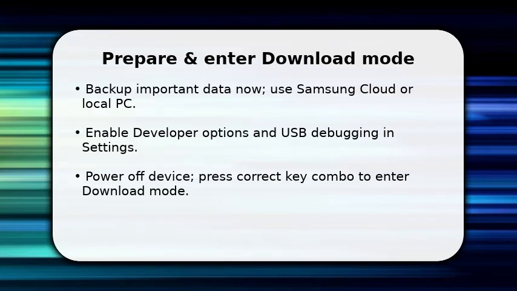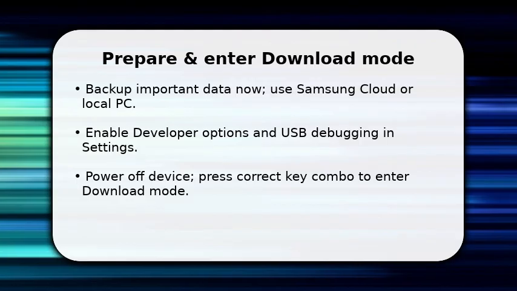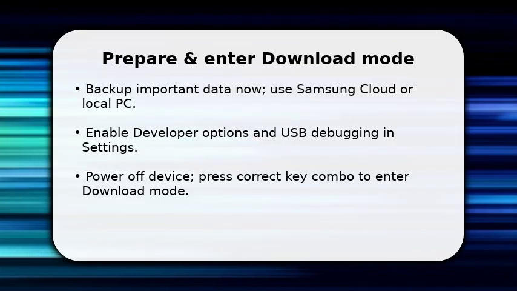You start by preparing the phone and entering download mode. First, back up critical files to Samsung Cloud or a PC so you don't lose data. Once done, enable developer options and toggle USB debugging in settings. This lets your PC communicate with the device.